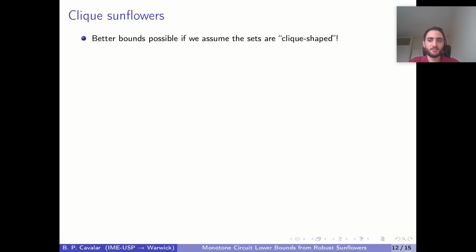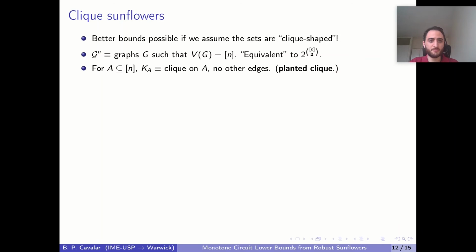And clique sunflowers. So in all those other bounds for robust sunflowers, we don't care about what shape the sets of the family have, but it's possible to give better bounds if we assume that the sets have a certain shape. So precisely what we mean is the following. Let G_n denote all the graphs G with n vertices. This is equivalent to the power set of all the pairs of vertices of the graph.